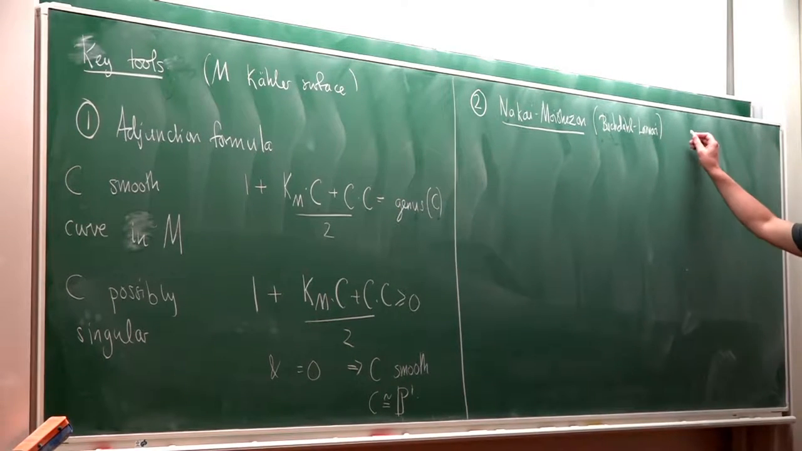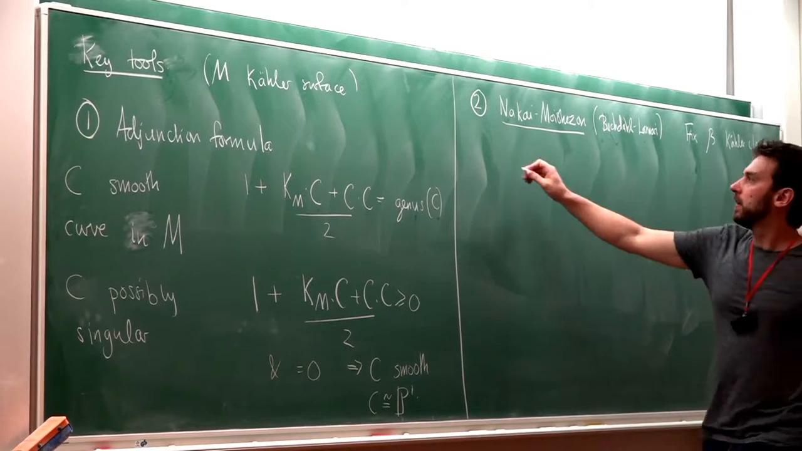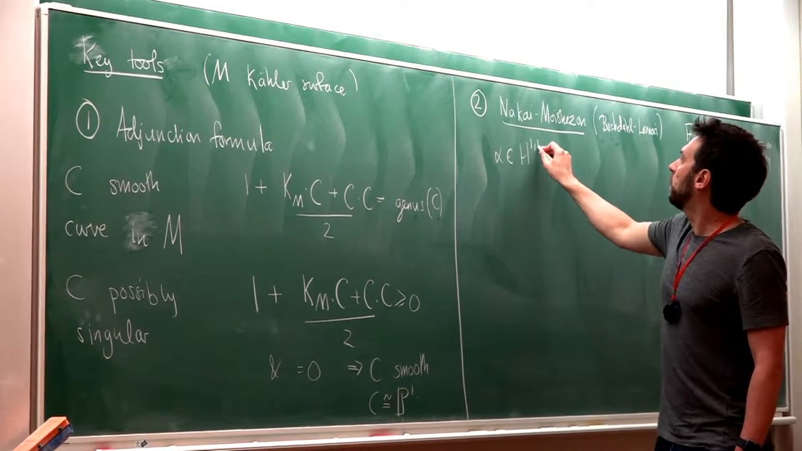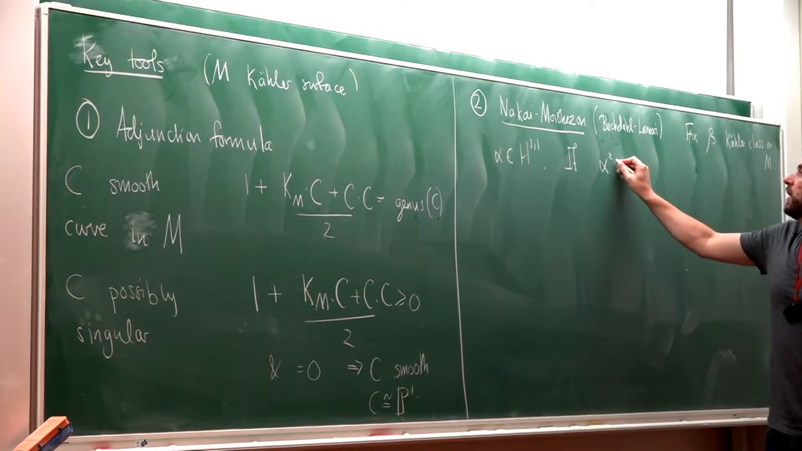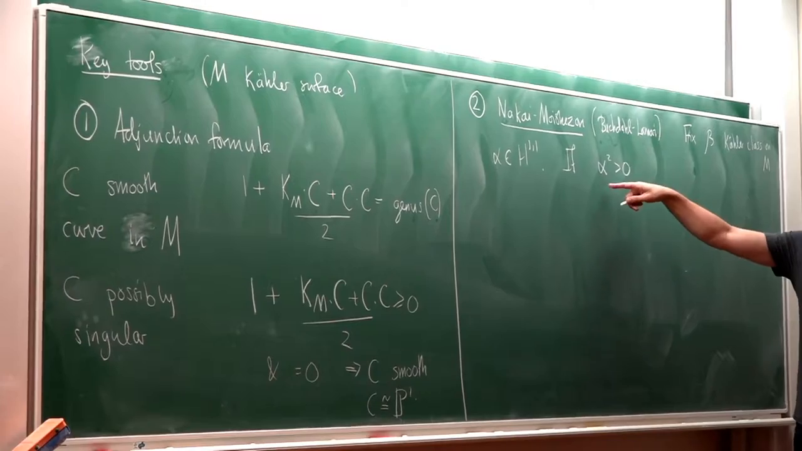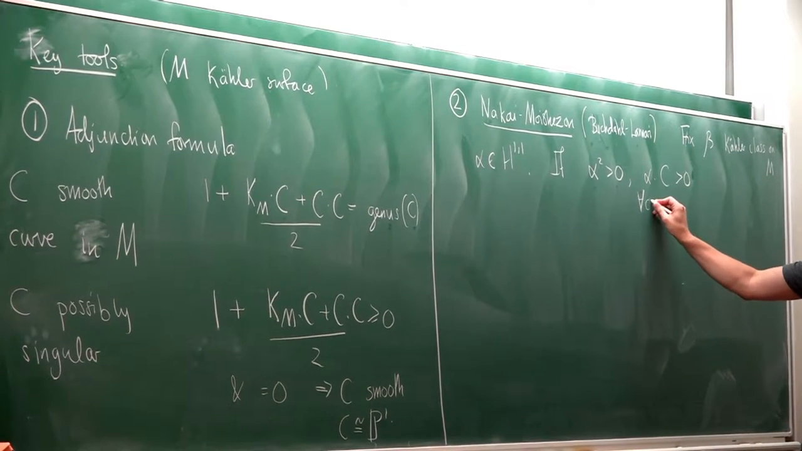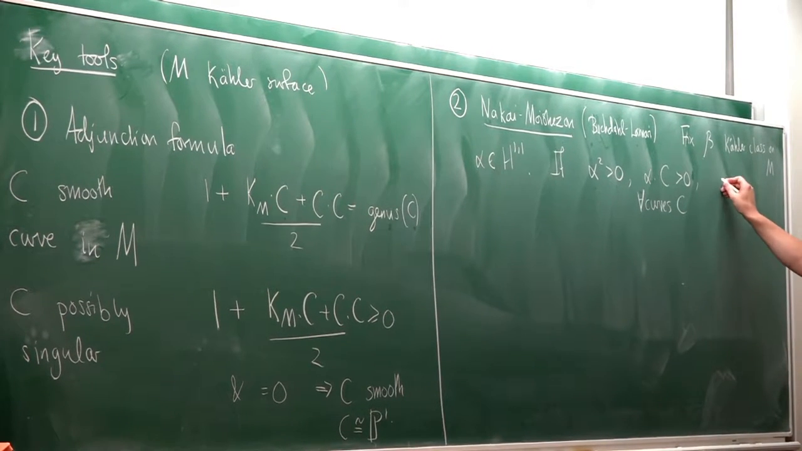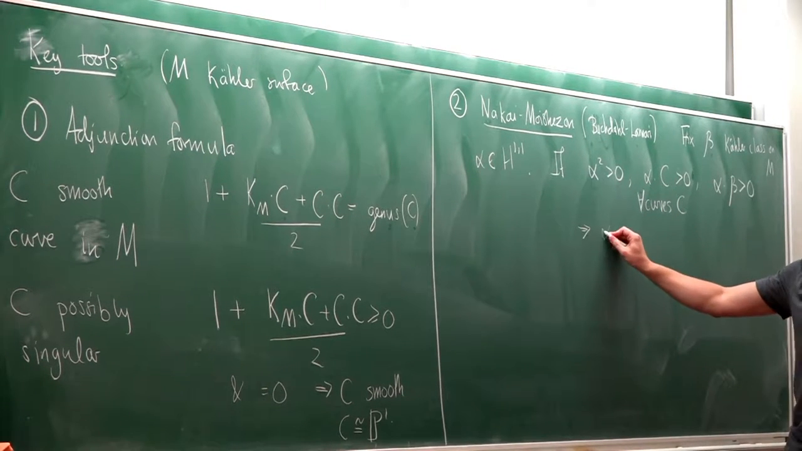What does it say? Fix beta, which is a Kahler class on M. Then if you take alpha in H^{1,1}, if alpha squared is positive, alpha dot alpha is positive, alpha dot C is positive for all curves C, and alpha dot beta is positive, for beta a fixed Kahler class, then that implies, that's if and only if, that alpha is Kahler.